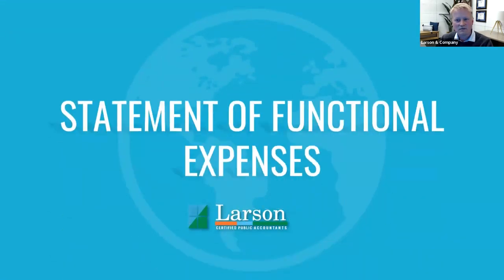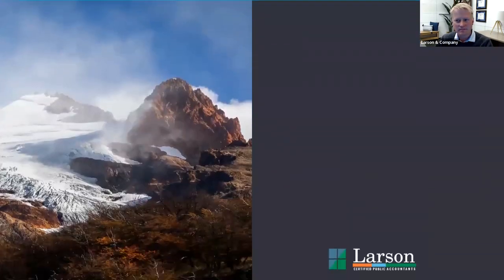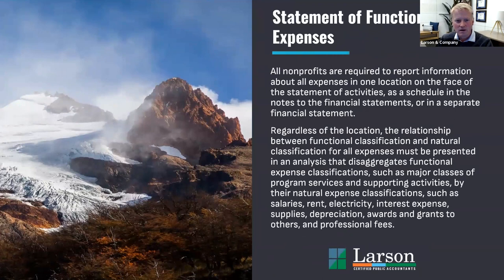Okay, let's get into the statement of functional expenses. All nonprofits are required to report information about their expenses in one location. That can either be on the face of the statement of activities, in a schedule in the notes to the financial statements, or in a separate financial statement. However, regardless of the location, the relationship between the functional classification and the natural classification should be presented in an analysis that disaggregates the functional expense classifications.